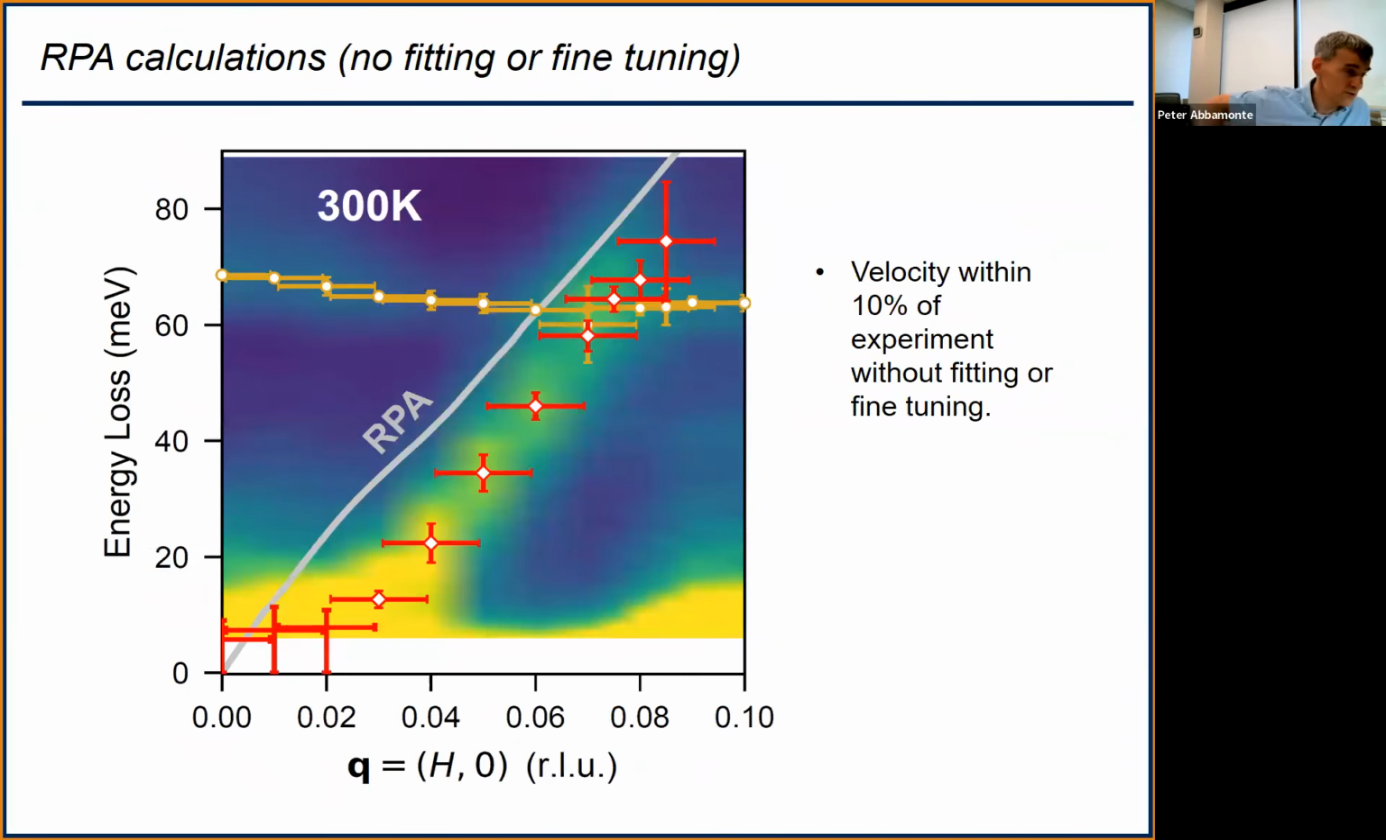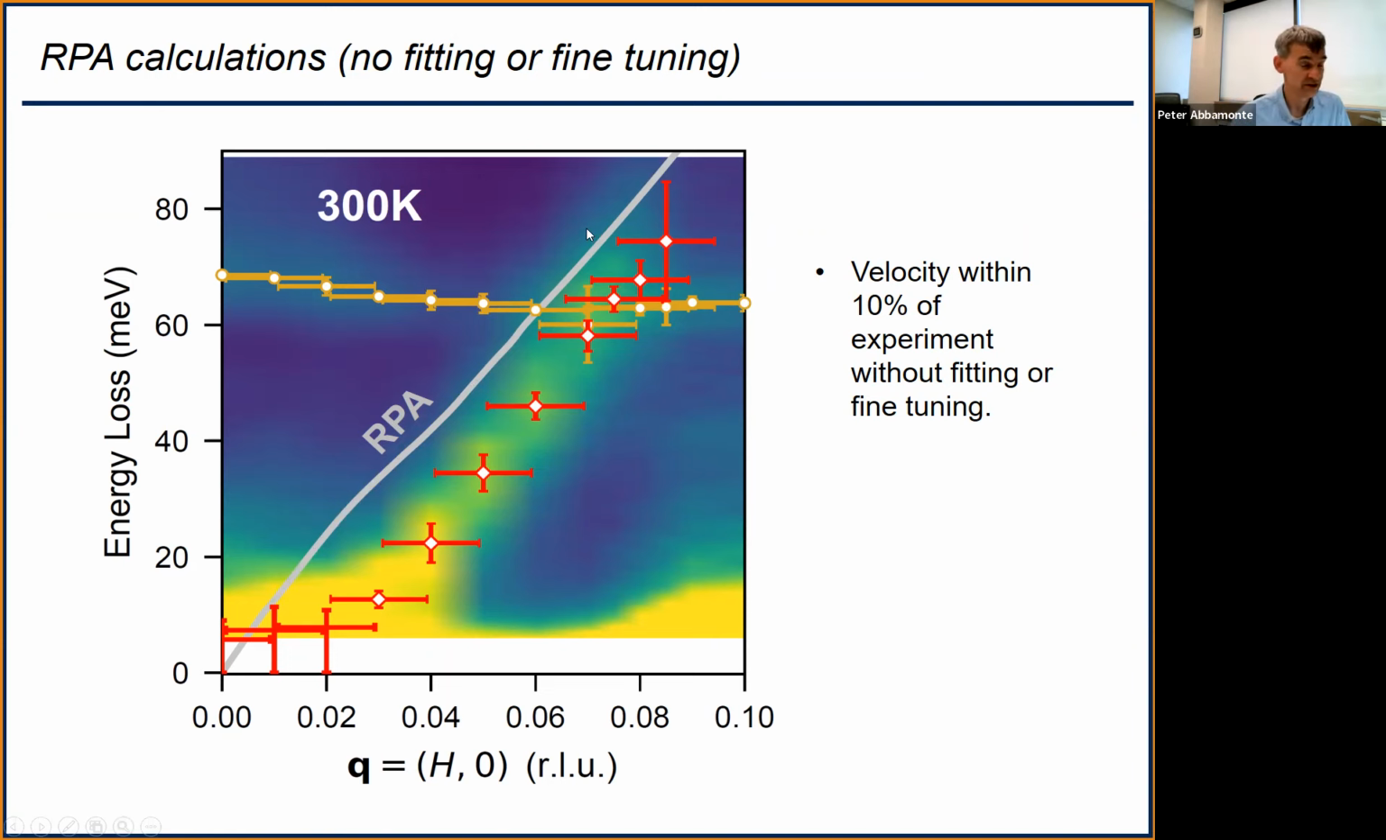Okay, so let's compare to the experiment. On this plot is the dispersion of the mode at room temperature. That's where it goes to the highest energy. And the RPA dispersion. So you notice a few things. The first thing is the RPA is not exactly linear. It has a little bit of a dimple in it.